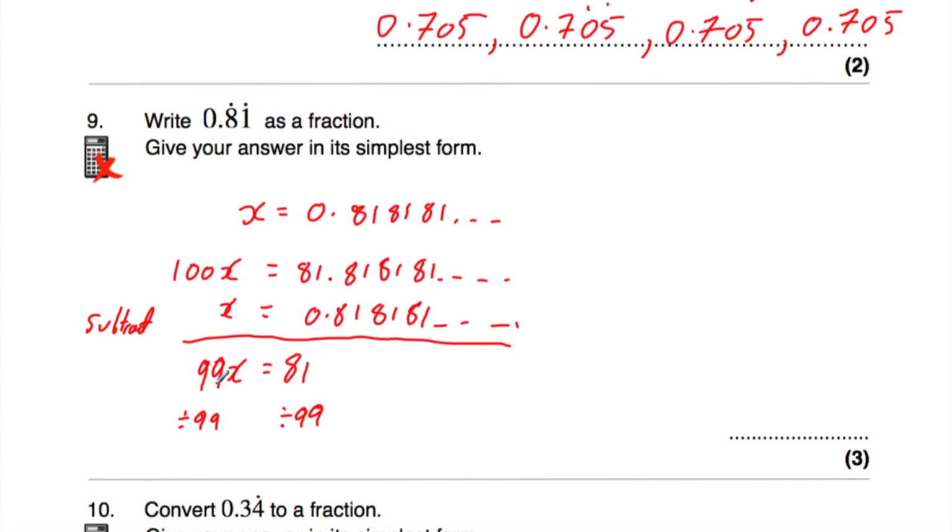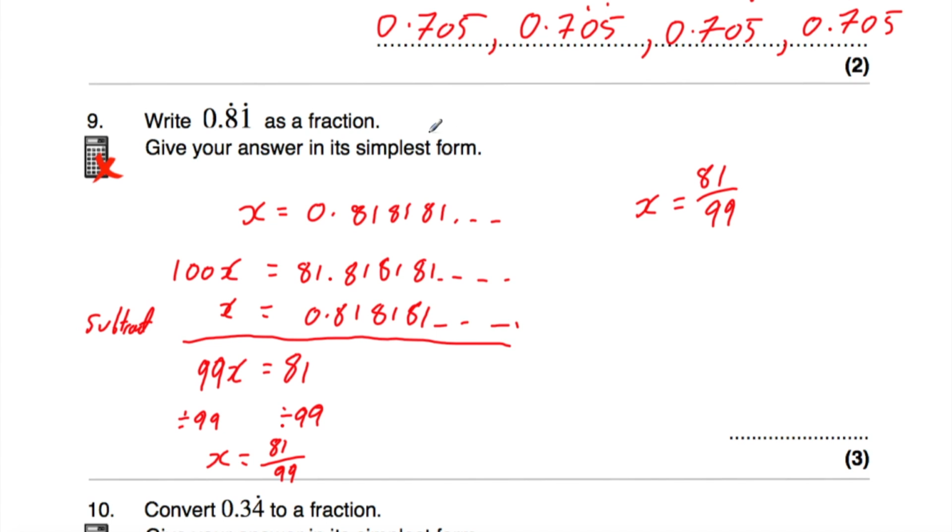Now if we divide the left hand side by 99, we're doing that to get rid of the multiply by 99. So we'd just be left with x. And on the right hand side we had 81 divided by 99. Now we want to write this as a fraction, so we're just going to write 81 over 99. So that means that x is equal to 81 over 99.